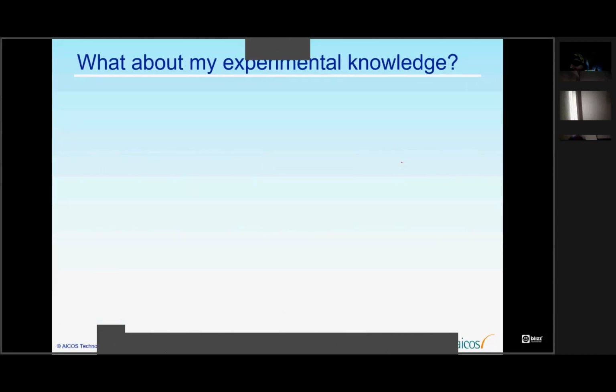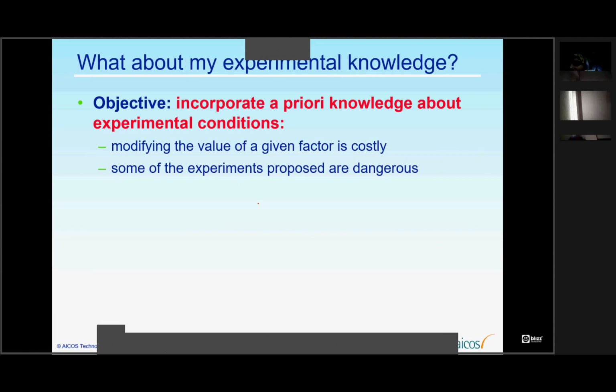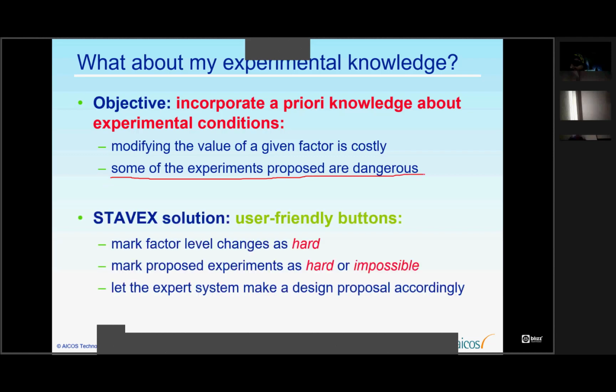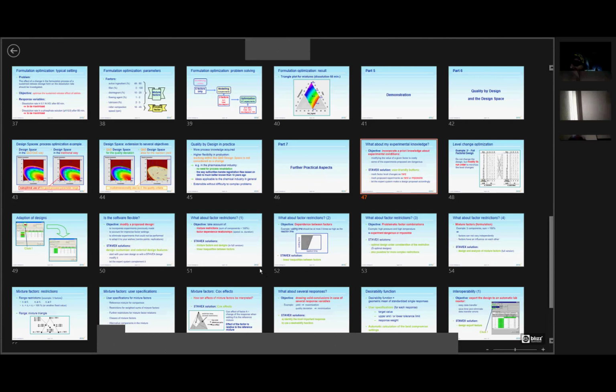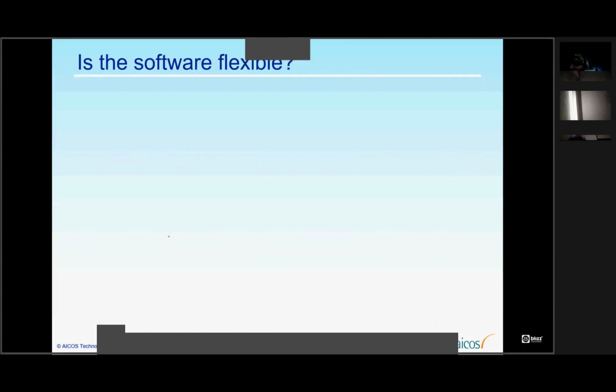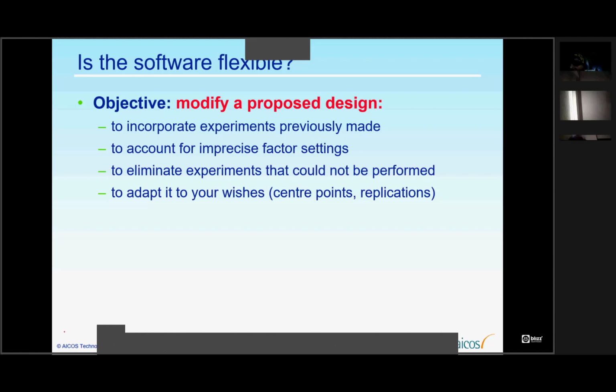For instance, you could say, without going into the detail, if you know that some of the experiments are dangerous because they will explode and you refuse in advance some experiments, of course you can do that. And the software will adapt the design for that. Then there's also the possibility to modify a design here if you have done some preliminary experiments or experiments done in the past already before you got the idea of using DoE.